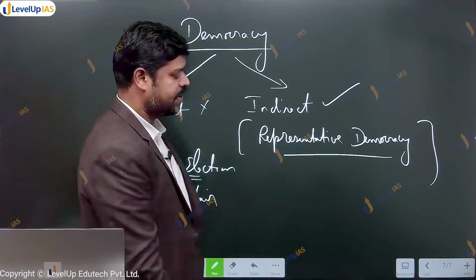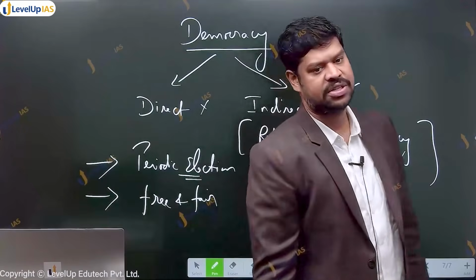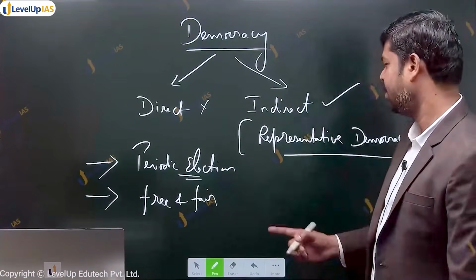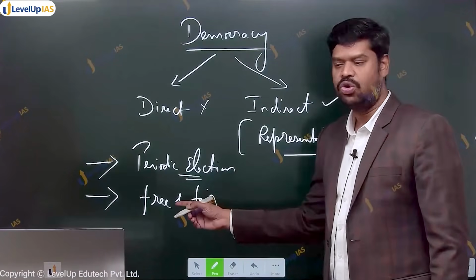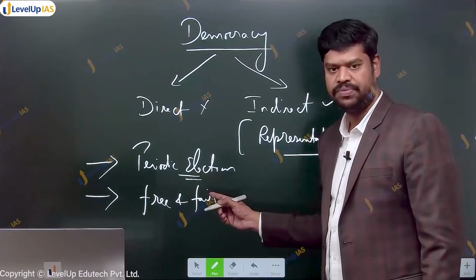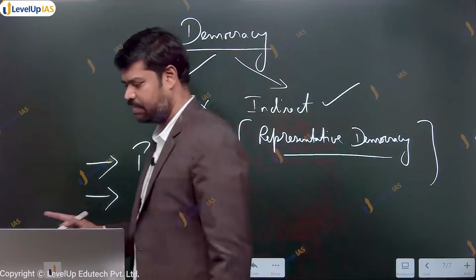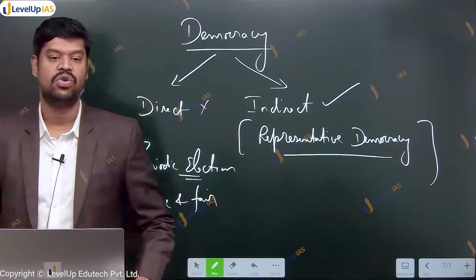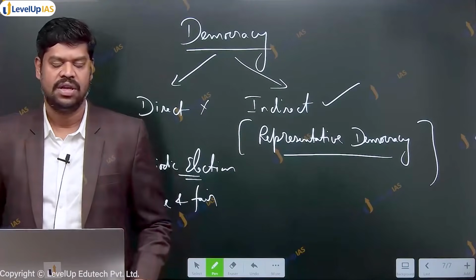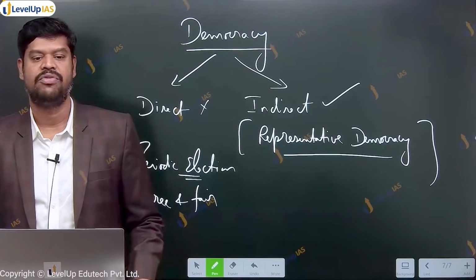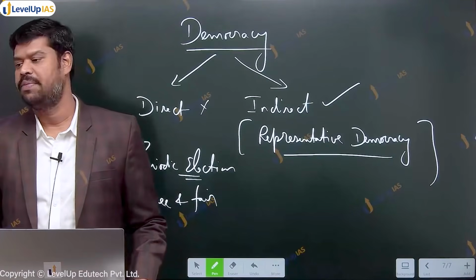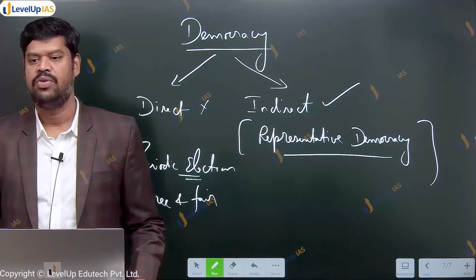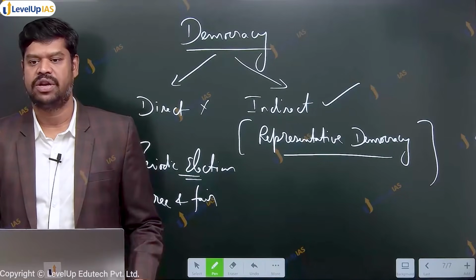Free and fair elections. Periodic elections means elections happening at regular periodicity or regular intervals. And free and fair election means that not only are the elections happening regularly at periodic intervals, but the most important thing is that these elections happen without any malpractices. These elections provide a level playing field for every political party to contest election and to win the election. And then only you can consider that to be a free and fair election.